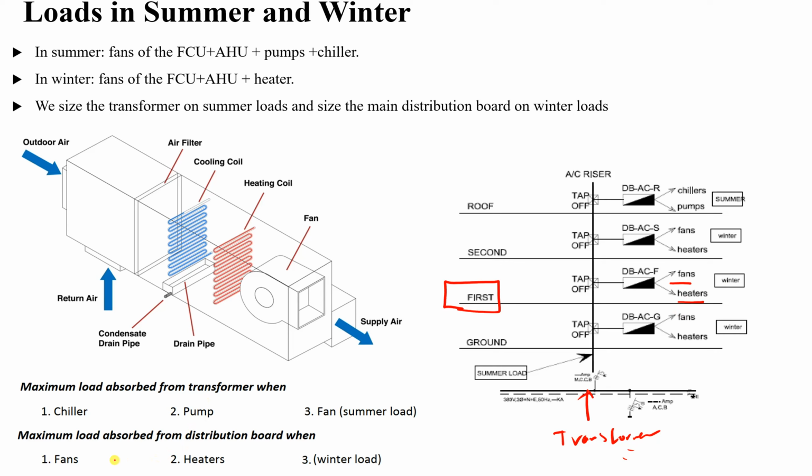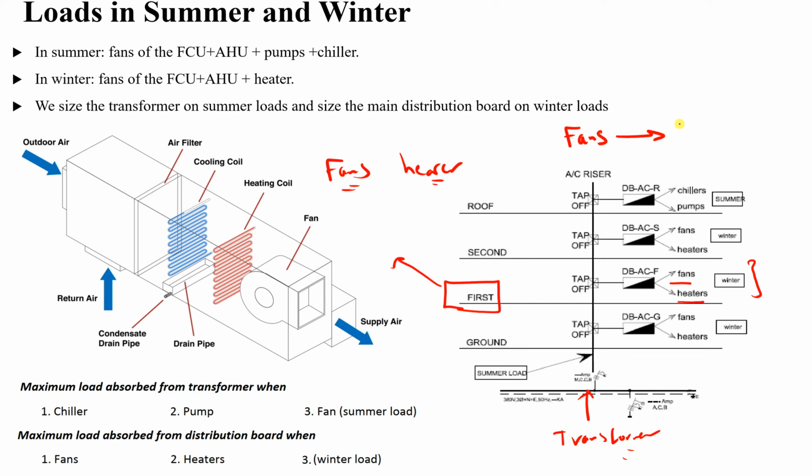So as you can see here, let's focus on the loads on each floor only. Forget about chillers, pumps, all of this. Let's focus on each floor. So let's look at this floor first. What components do we have in this floor? Well, we have fans. We have a heating coil or heater. Great. These are the components in our floor. Now, when do these work? So we have fans that work only in what season?